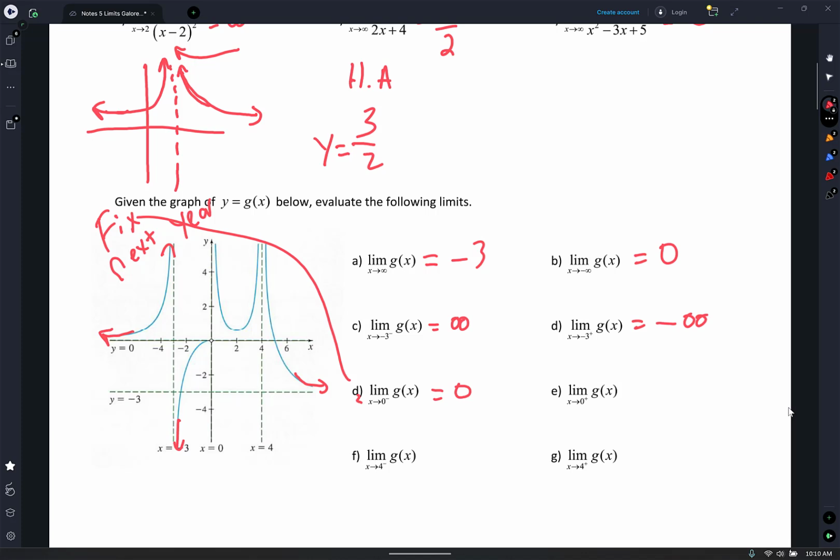All right, letter E. If you approach 0 from the right, what is it? Positive infinity. Letter F. If I approach 4 from the left. Letter G. If I approach 4 from the right. Good job.